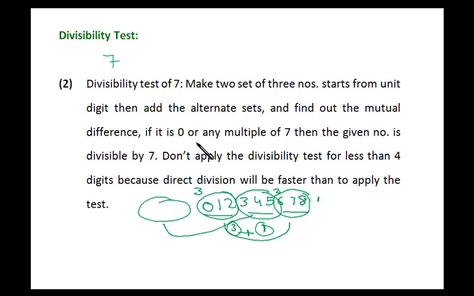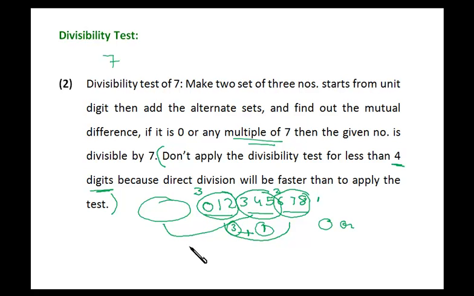If the difference that we get is 0 or any multiple of 7, then the given number is divisible by 7. Now friends, just keep this point in mind. Don't apply the divisibility test for numbers with less than 4 digits. The number should have a minimum of 4 digits, because direct division will be faster than applying the test.